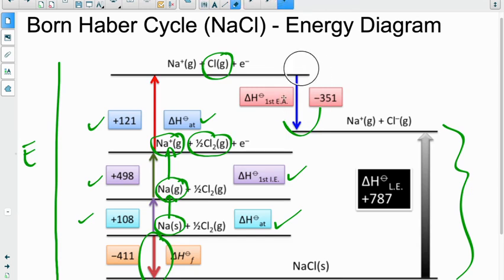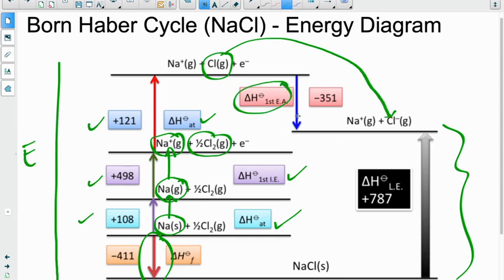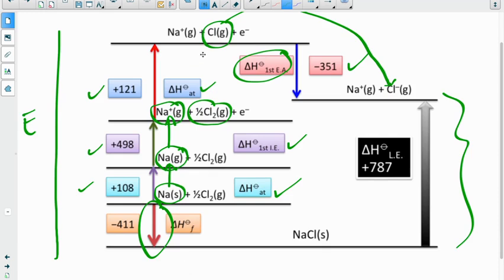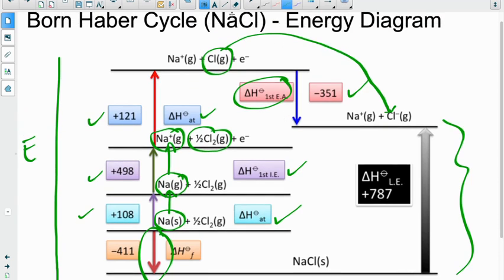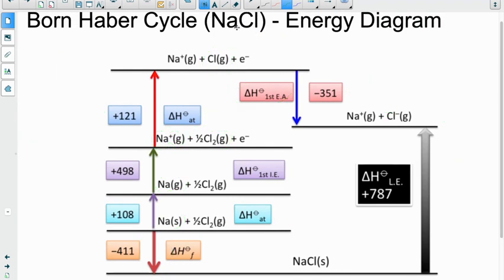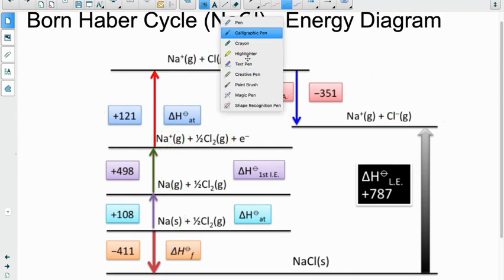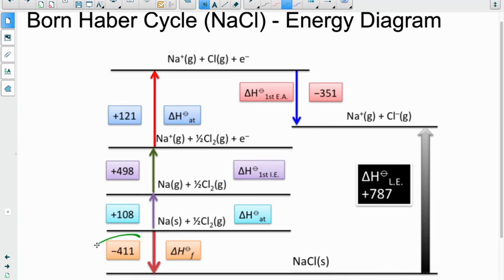Next, if we continue, you can see here now the chlorine becomes chloride. And here is electron affinity. Notice that the arrow is pointing downwards, which means that this process is now exothermic. Here's the enthalpy change for that. And lastly, the enthalpy change for the formation of sodium chloride. Let me clean this up a little bit. The enthalpy of formation of sodium chloride here is negative as well.